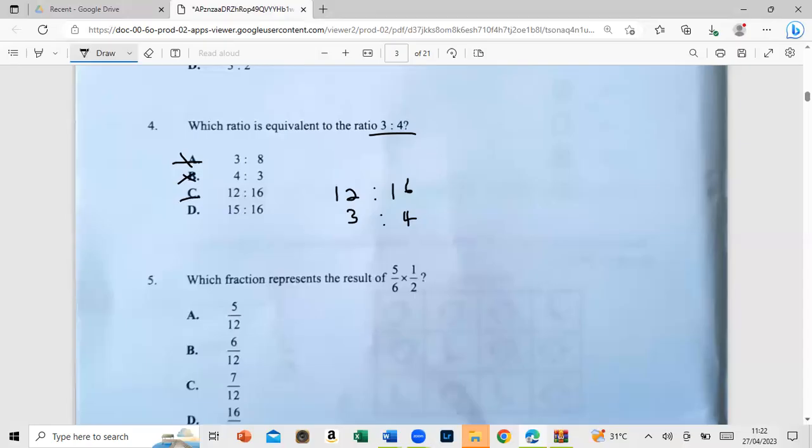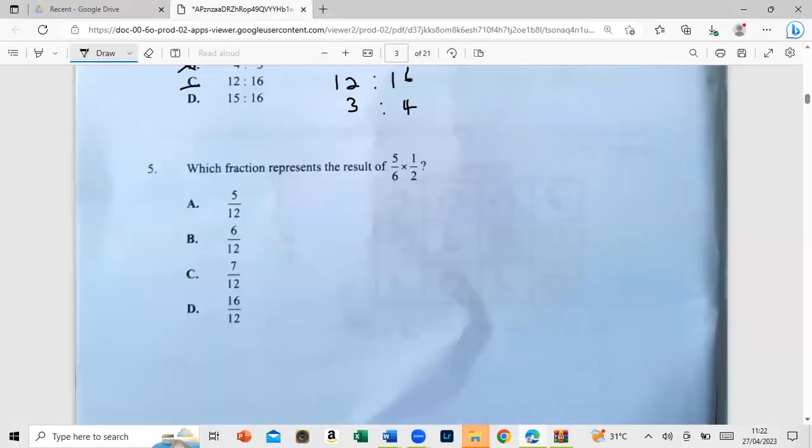This is a very easy paper compared to the previous ones. Which fraction represents the result? 5 over 6 times a half. When we multiply, we multiply numerator by numerator and denominator by denominator. So 5 times 1 is 5 and 6 times 2 is 12. So that's 5 over 12, which is option A.